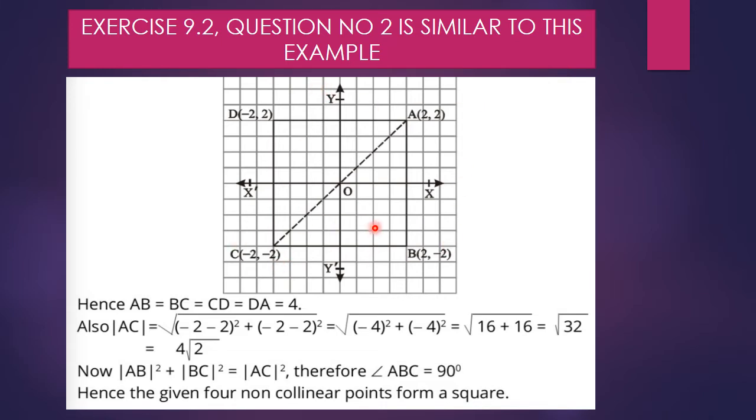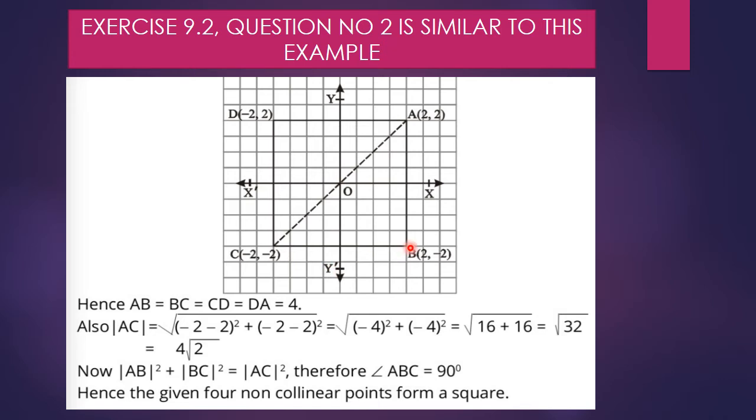Now we are going to check whether the angle is of 90 degree or not. Let us suppose the diagonal AC, and now you can see a triangle ABC. Now we are going to check whether the angle ABC is of 90 degrees or not. We can check whether the triangle ABC is a right angle triangle or not by using Pythagoras theorem.